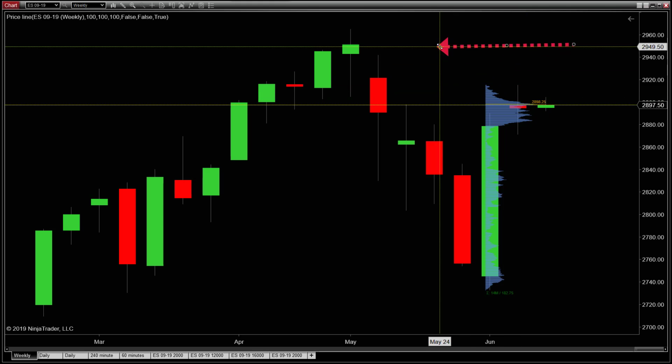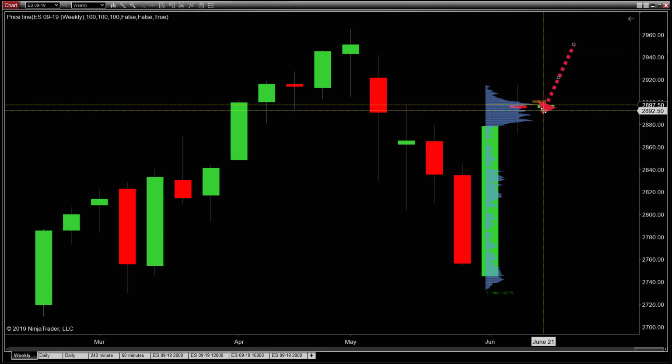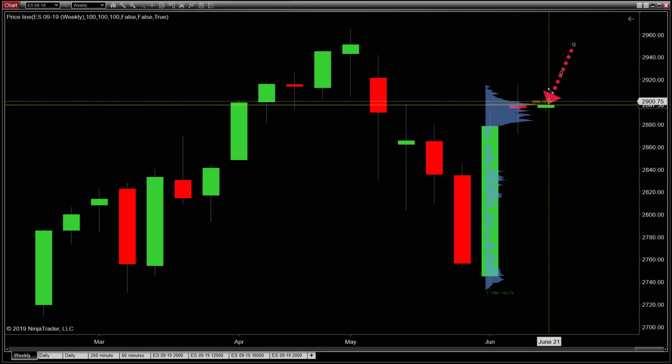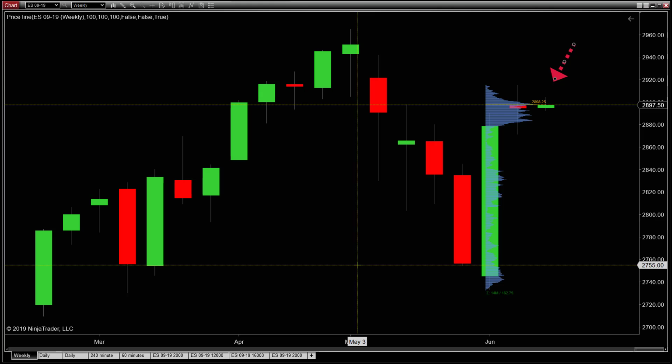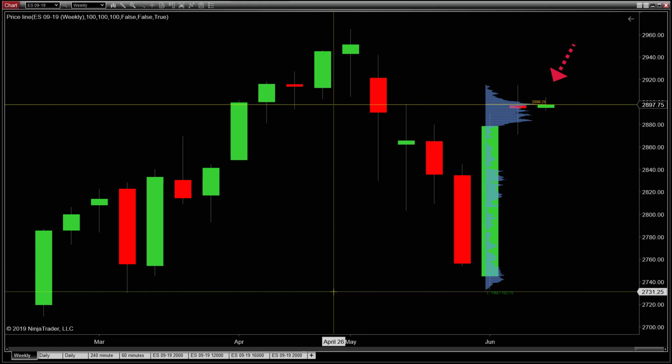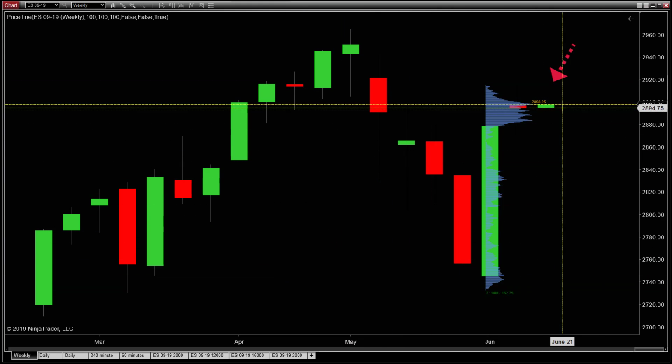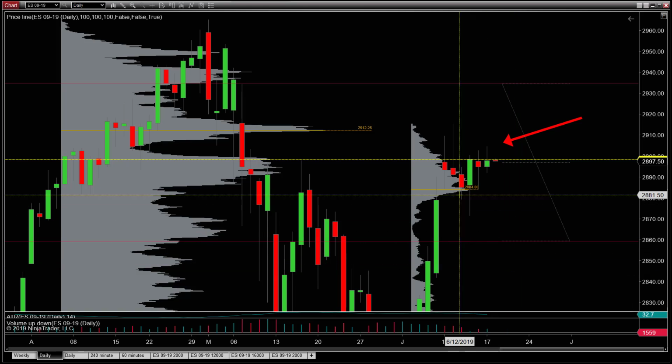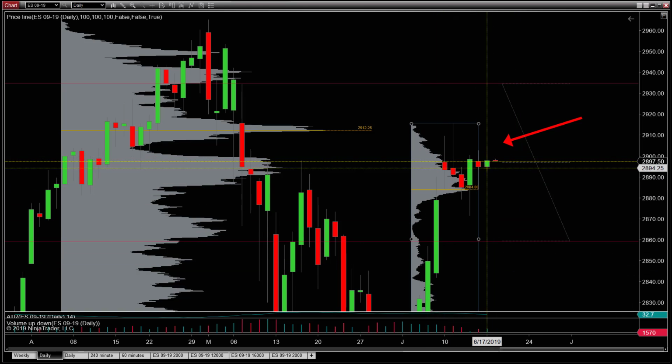So, weekly chart right here. We've got a doji started. We're a little bit up on the up bar. We had a sideways day. I had mentioned in the prep video that it was probably going to be a sideways day till Wednesday with the FOMC. Everybody's just kind of waiting. So on the daily chart right here, you can see I'm not profiling this last day.